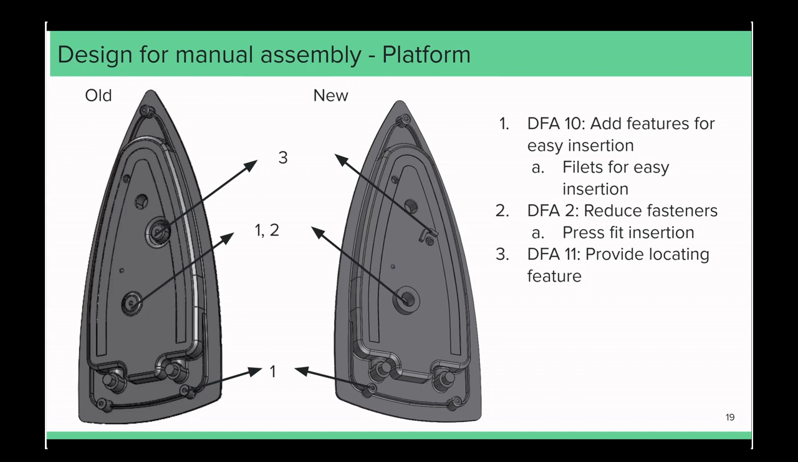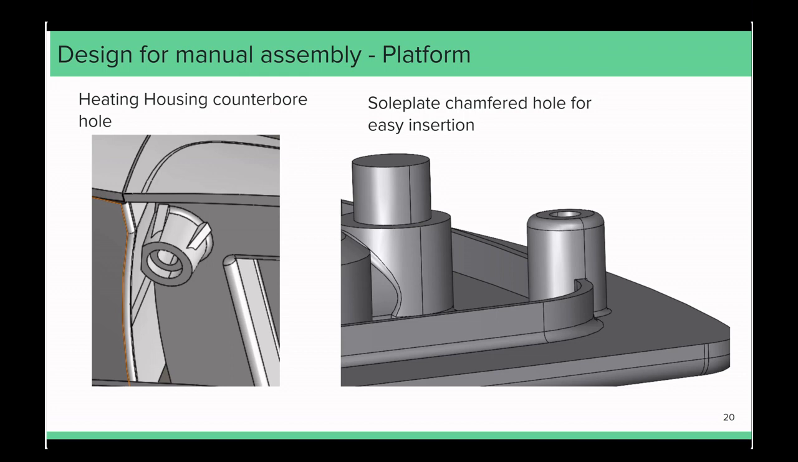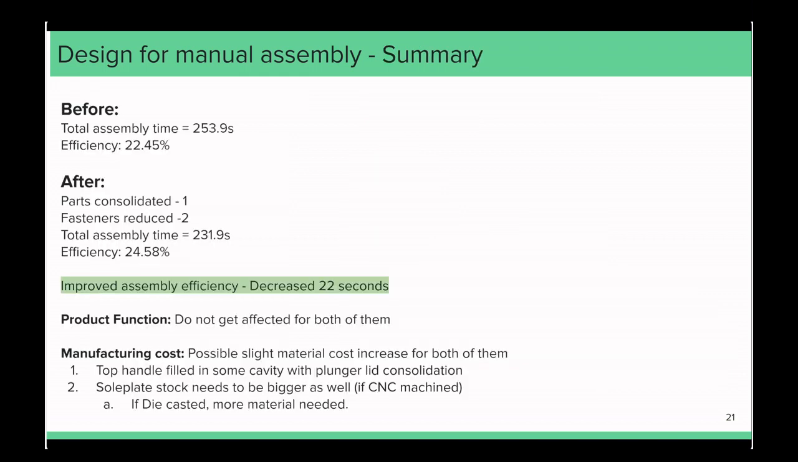For the sole plate, we added fillets for easy insertion to the heating housing, reduced fastener count by doing a press fit, and attached a rotating feature to improve assembly time. This shows added fillets on the sole plate for easy insertion on the heating housing. After DFA, we consolidated one part and removed 2 fasteners, which reduced our assembly time by 22 seconds.